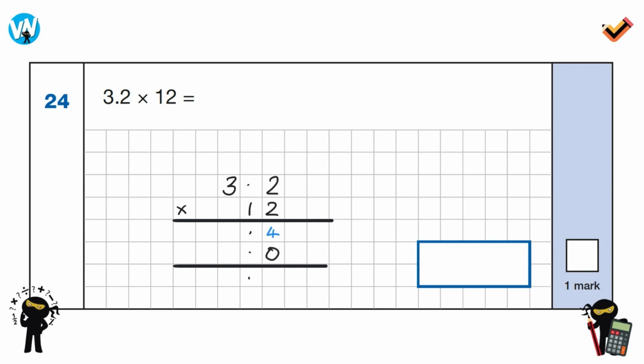2 times 2 is 4. 2 times 3 is 6. 1 times 2 is 2. 1 times 3 is 3. So we've worked through that really easily. 4 add 0 is 4. 6 add 2 is 8. 3 add nothing is 3. So I'm very quickly at 38.4, and that's how I get that mark really quickly.